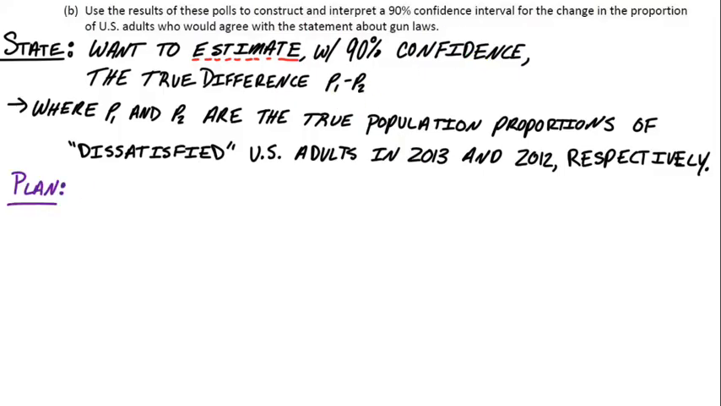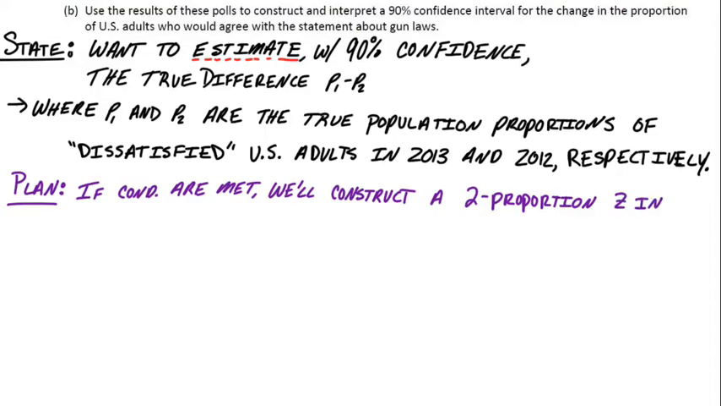So for the plan step, we need to name the inference method first. If conditions are met, we'll construct a 2-proportion Z interval. That's what we're going to use to try to capture that true difference for P1 minus P2. So there's another point right there. Name the inference method. I know we did hypothesis tests last chapter. Now we're starting off with intervals again. This is a 2-proportion Z interval for the difference in proportions.